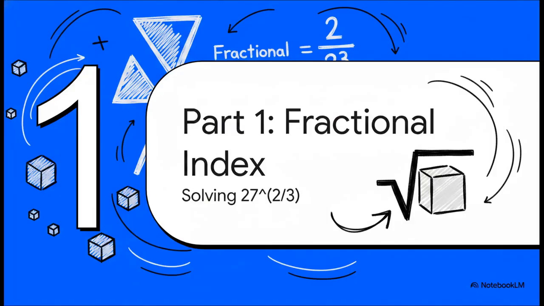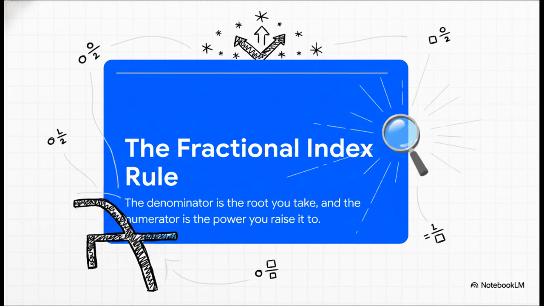All right, let's get into it. Part 1. We're going to completely ignore the second half for now and just zero in on this first piece, 27 to the power of 2/3. This involves something called a fractional index, and there's a really straightforward rule for it. Now, the rule for this is actually way simpler than it looks. Just remember this. The bottom number of the fraction, the denominator, that's the root. The top number, the numerator, is the power. That's it. Bottom is the root, top is the power.